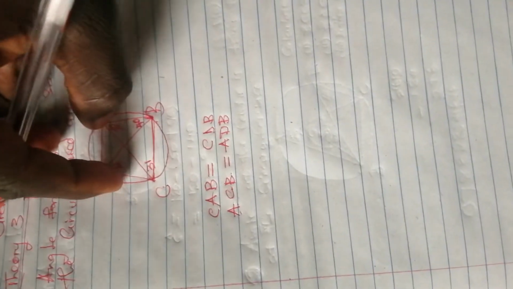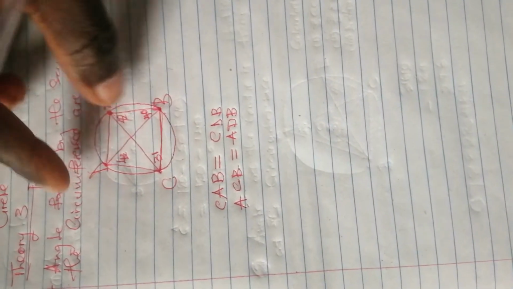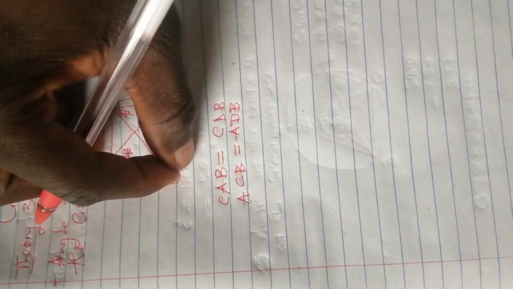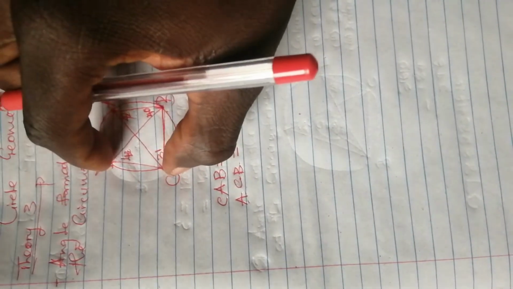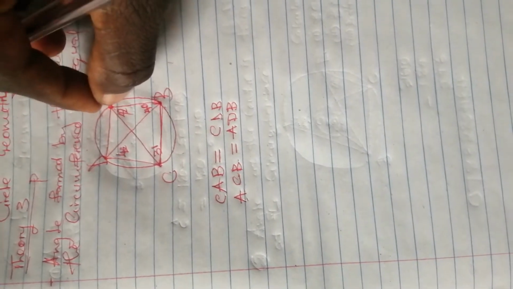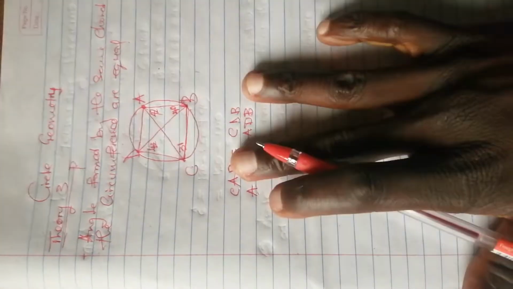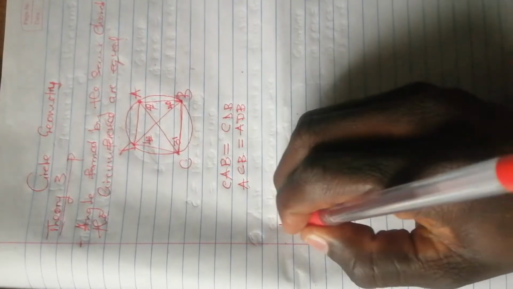If you use this one again, you can see that this angle is equivalent to this angle. And also using this chord, this angle is equal to this angle. This is theory number 3. Okay, let's go to theory number 4.